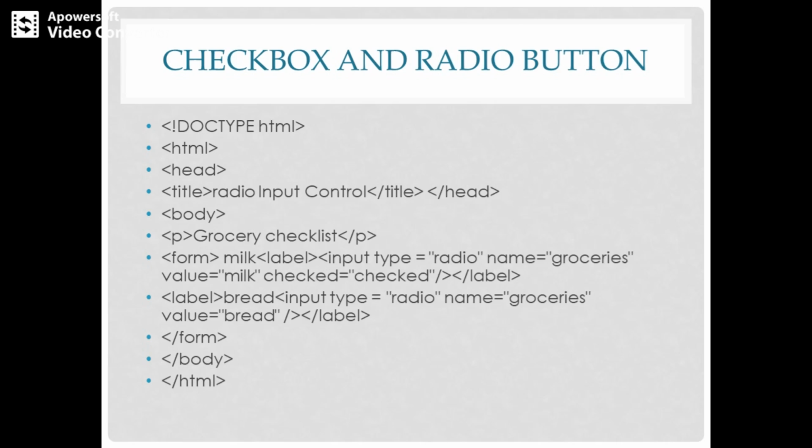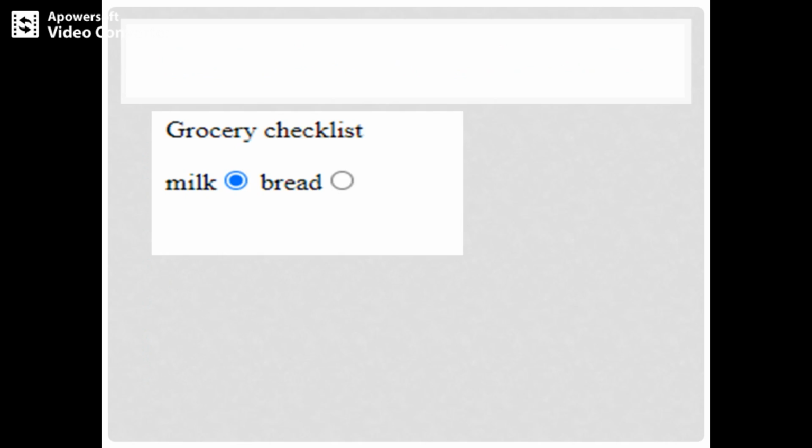But if the input type is checkbox, both of them can be on or off at the same time. So here is the result of the previous code. We have the milk value checked before. So this is the demonstration of radio buttons. We had also already mentioned the heading or the paragraph as grocery checklist, and the value milk is associated with the groceries.